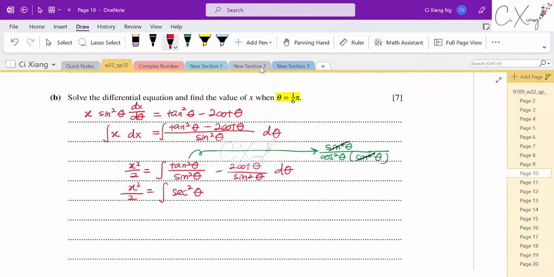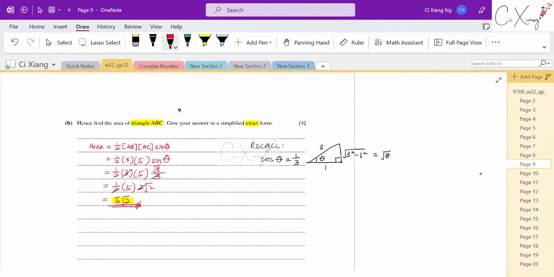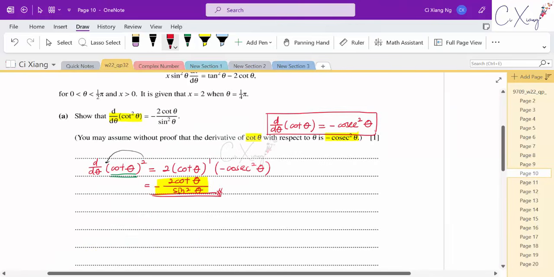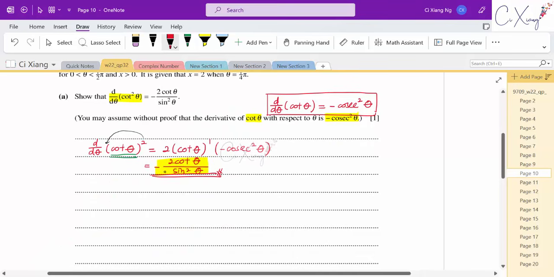So you can see that when we try to simplify this fraction, eventually we get an expression that can be integrated straight away, because integrate secant square we are having tangent. Then now let us observe the second term here, negative 2 cotangent theta over sine square theta. This particular fraction appeared just now in part number 1. So you can see that this one is negative 2 cotangent theta divided by sine square theta.